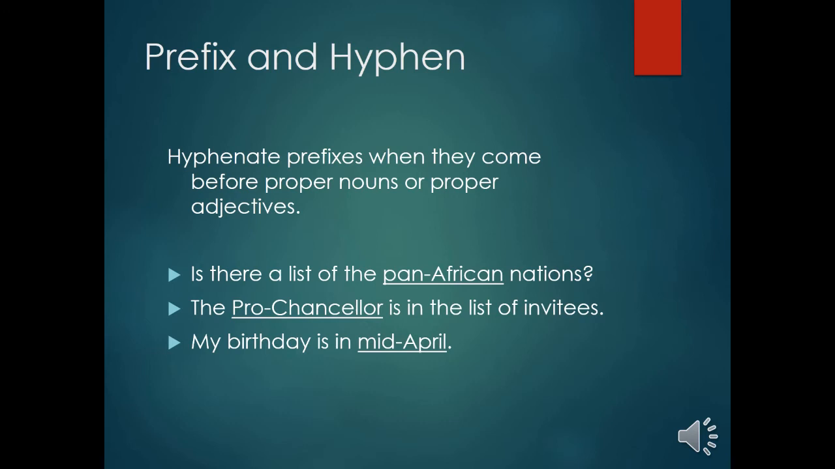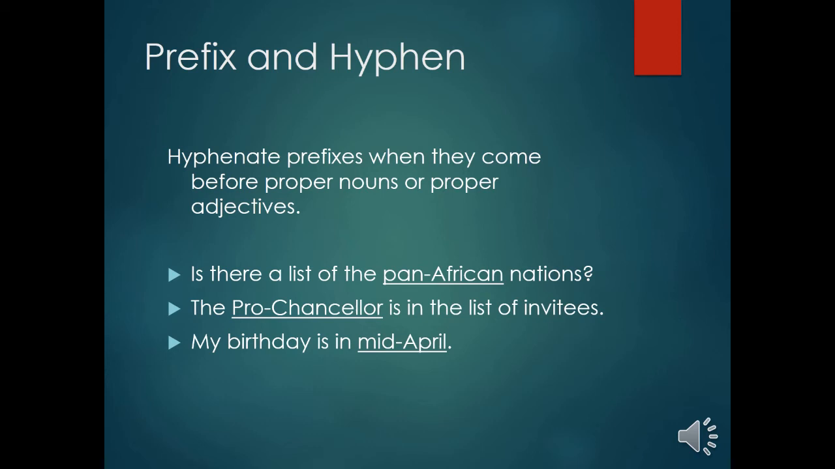Is there a list of the Pan-African nations? Pan-African. Where is the prefix there? The prefix is pan. African is what? It's an adjective, but it is a proper adjective. Why would we call it a proper adjective? Because it's a word that must be written with a capital letter at the beginning. African. That is simply what makes it a proper adjective.